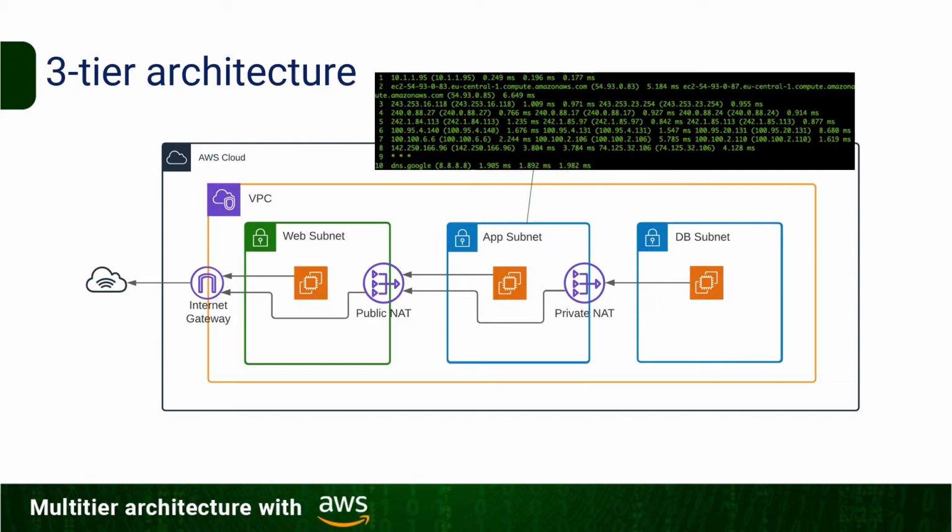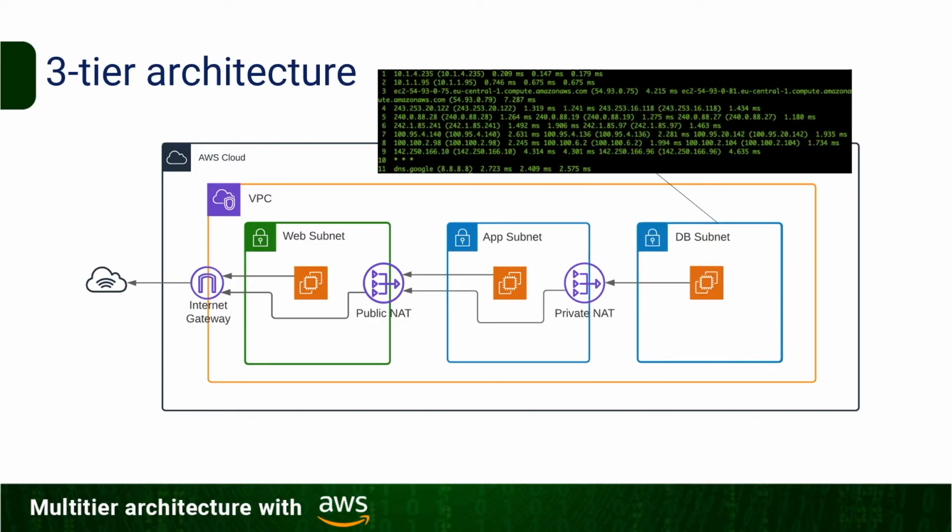hosts and services. And the data layer is the most secured in our case, because the connectivity goes through two NAT gateways, private and public, and only after this does it reach the internet gateway. So here we are reaching the internet in 11 hops, which gives us an additional layer of security on the network layer.